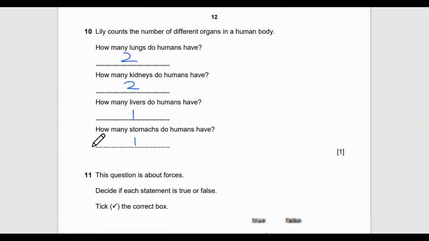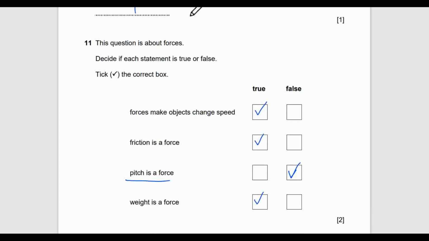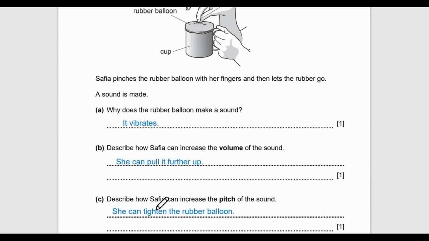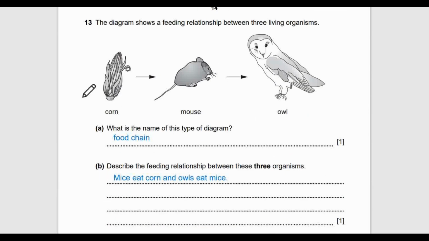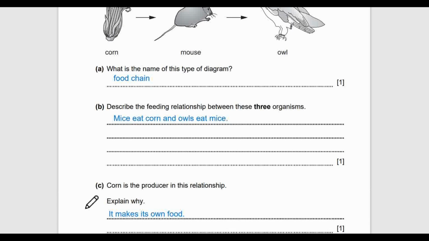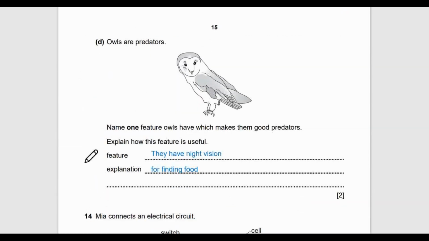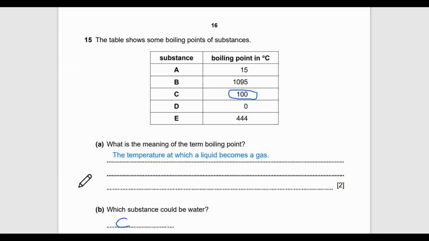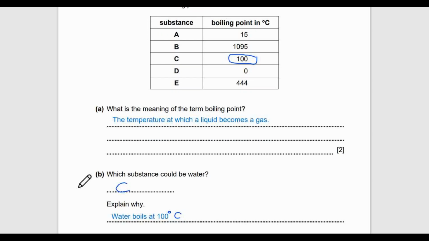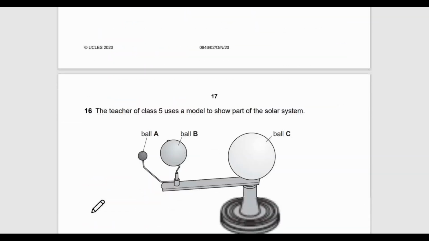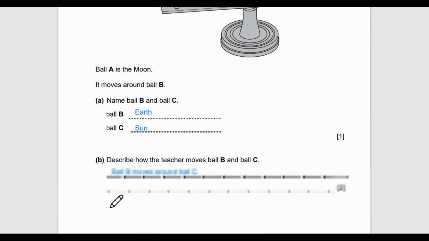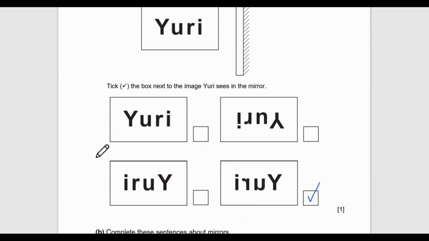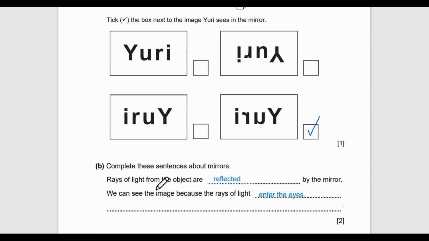Next is question 10, followed by question 11, and question 12, A and B, followed by question 12C, and then it's question 13A and B, and then 13C. Next is question 13D and 14. Next will be question 15. A, B, and this is the explanation, followed by 16A and 16B. The last question is 17. 17A is the answer, the image, and 17B.